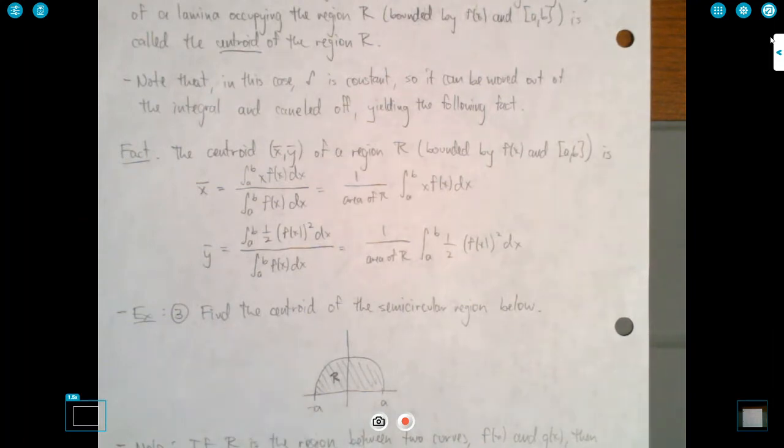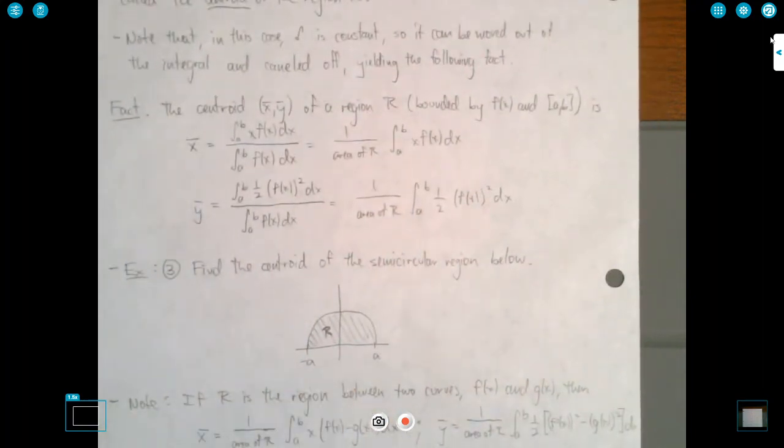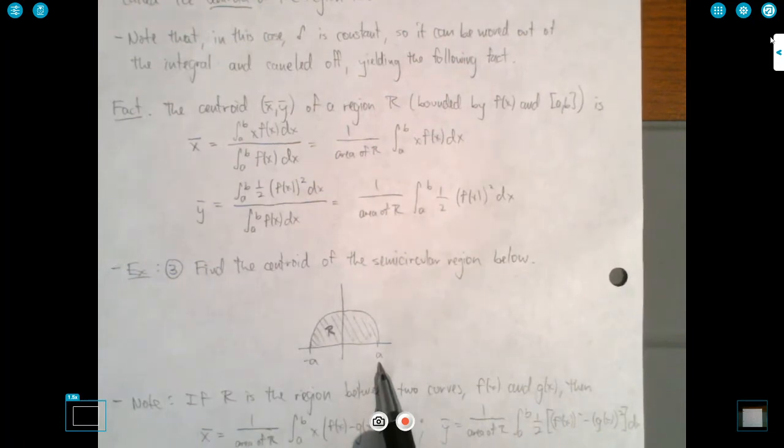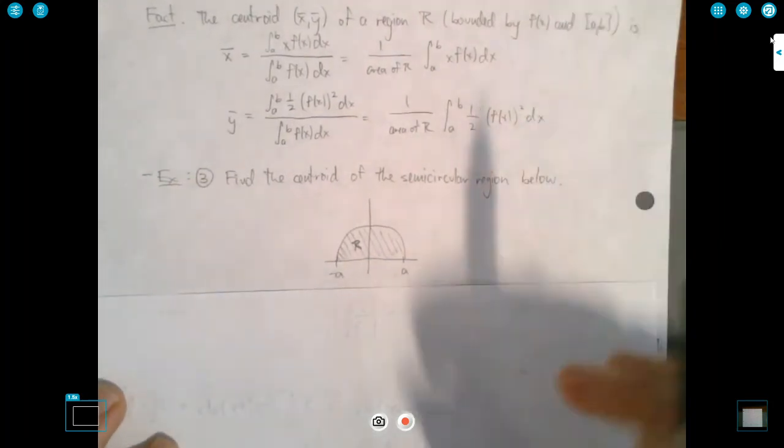It says find the centroid. That's the center of gravity for a homogeneous lamina. But let's find the centroid of the semicircular region below. And we're given this semicircular region, and it looks like the radius of the semicircle is just the generic number a. Okay, so let's see if we can do this one. See if I can still fit the formulas on the page.